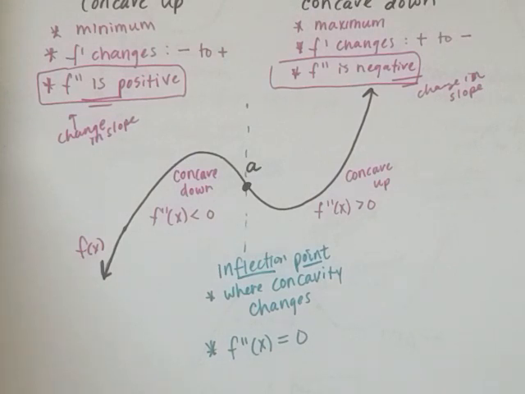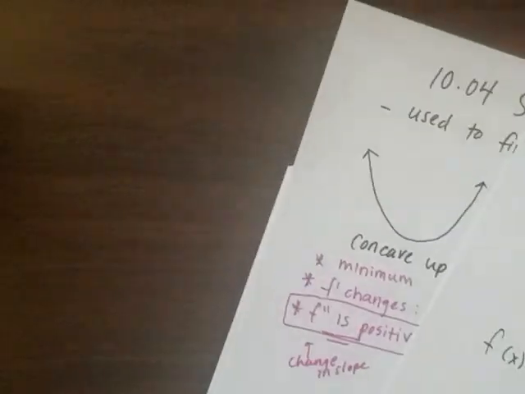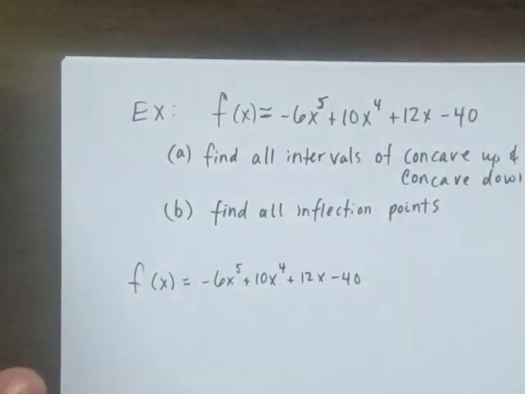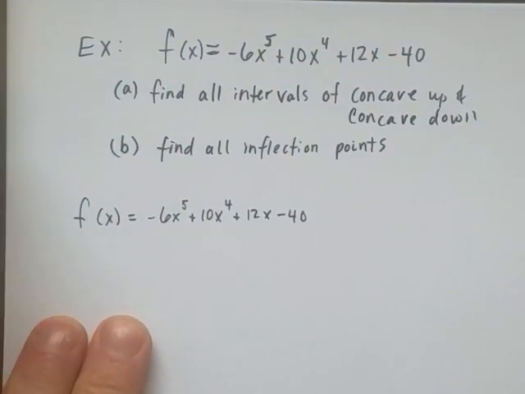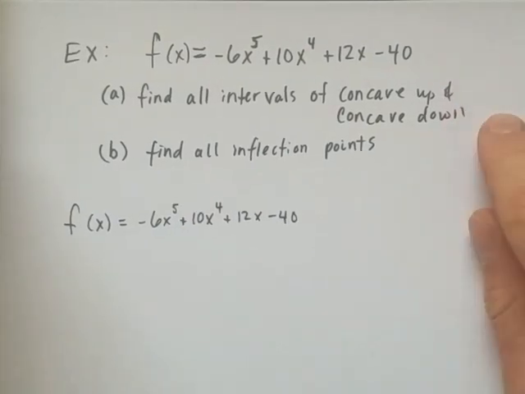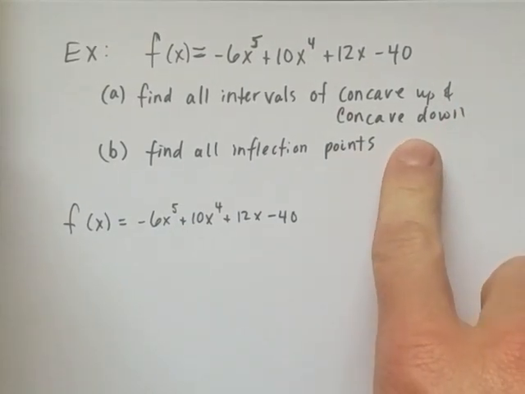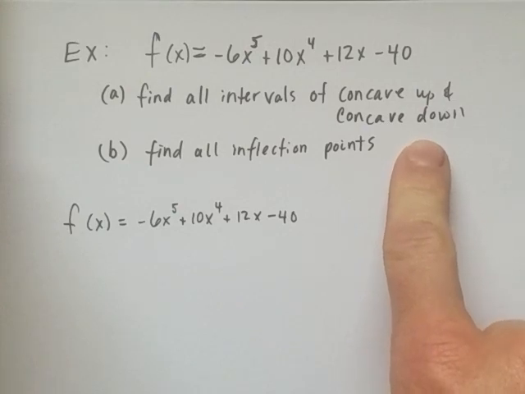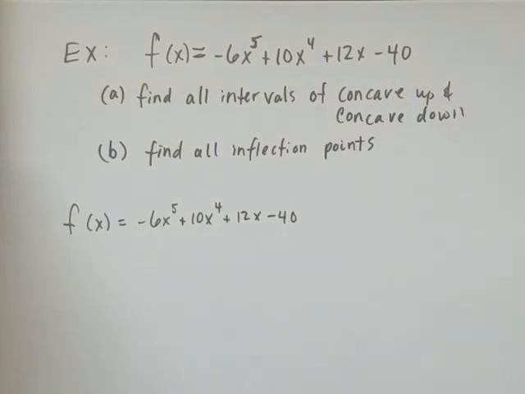If you need to unwrap that, take a moment, pause, go rewatch, and now join us on the example. Okay, so here's our example. We're going to take f of x equals this function, and what we're going to do is find all the intervals of concave up and concave down, and find all inflection points.